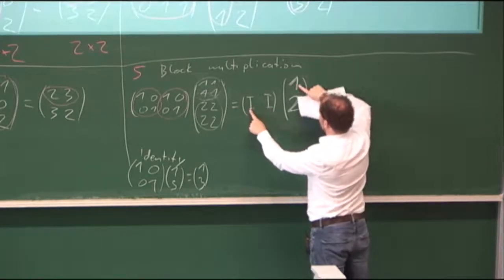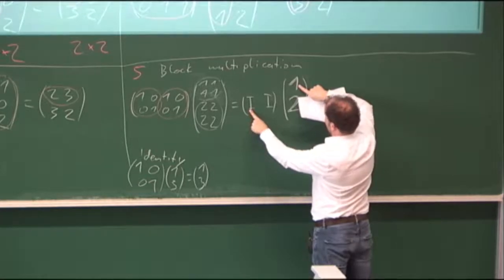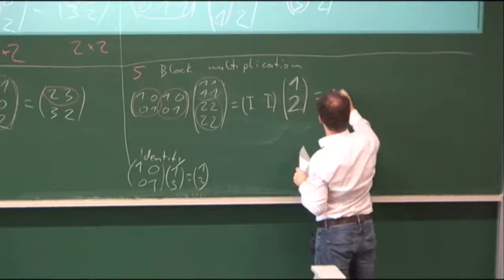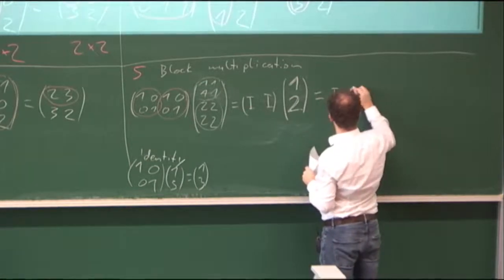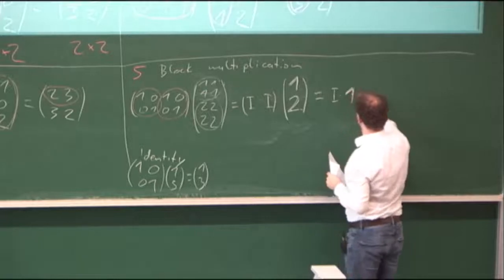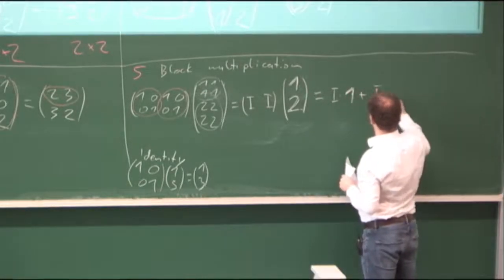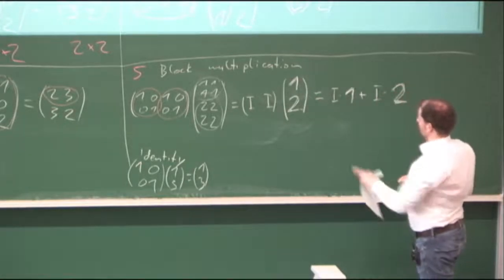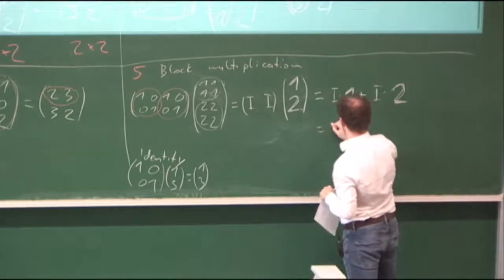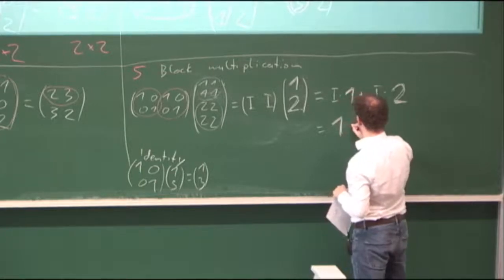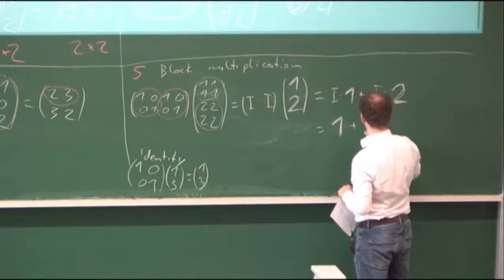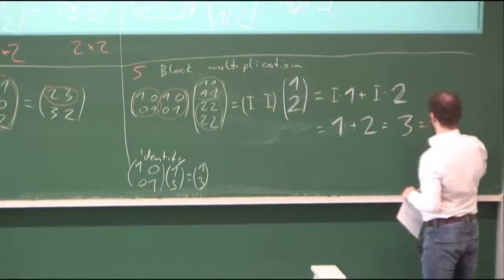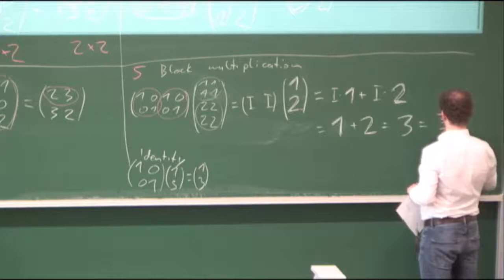And I times a matrix of ones is just a matrix of ones. So this is I times this matrix of all ones plus I times the matrix of all twos. And this is just the matrix of all ones plus a matrix of all twos, which is a matrix of all threes. So the result will be 3, 3, 3, 3.